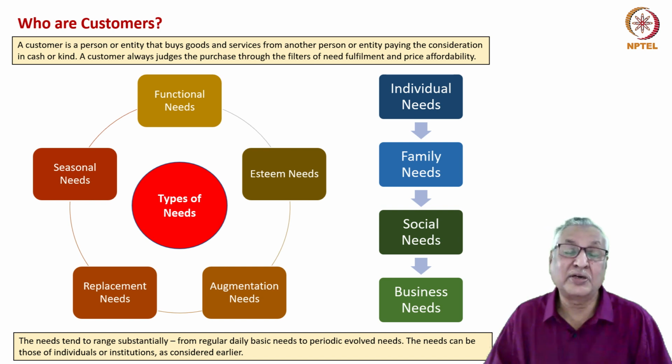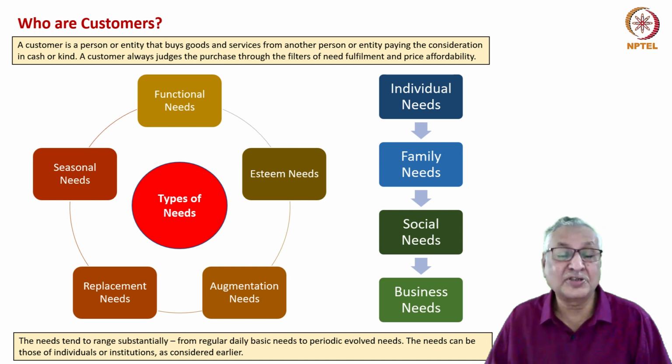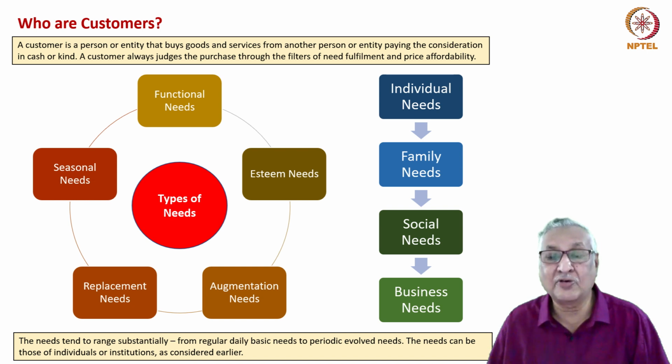Then there would be replacement needs. Your product has outlived its utility and therefore you replace it. Then you have seasonal needs. Depending upon the festival season or the summer and winter seasons, you have certain important distinctive requirements. So customer needs are of different types which need to be fulfilled by the company. The individual needs, the family needs, the social needs are in one cluster. Business needs are another cluster. These needs tend to range substantially from regular basic daily needs to periodic evolved needs.